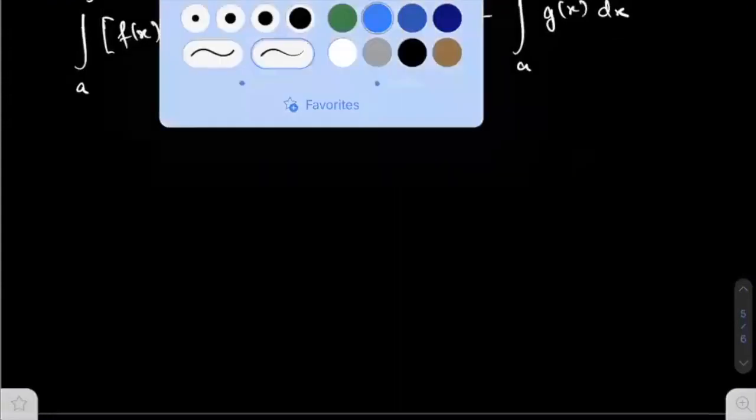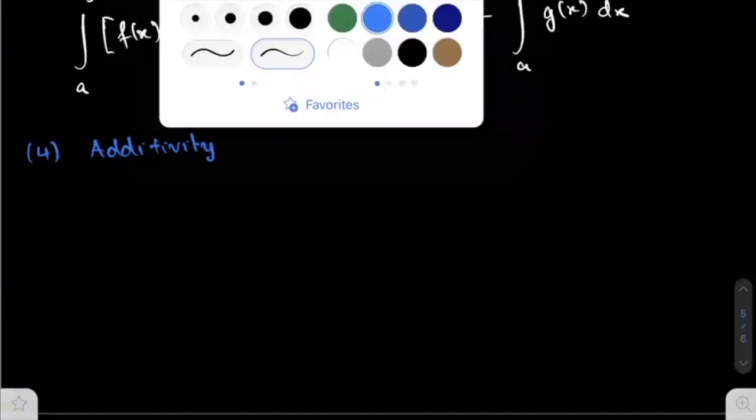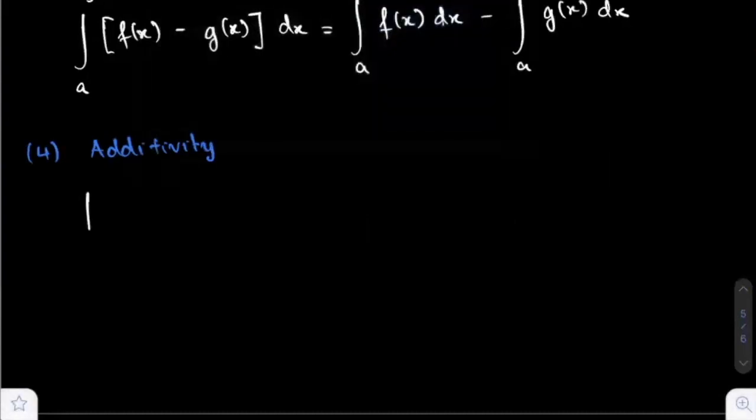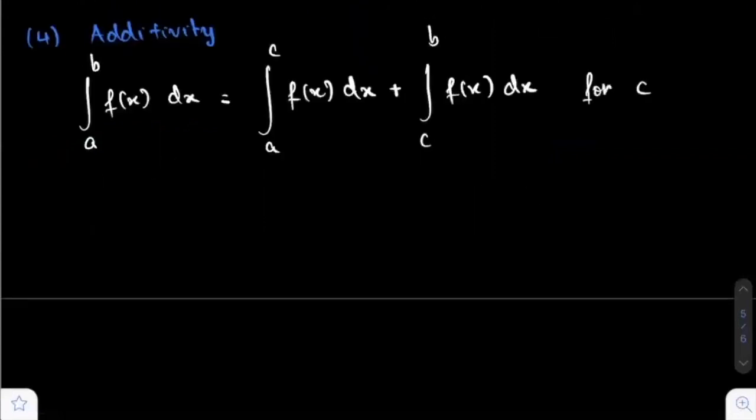The fourth property is the additivity. So just say that if you have the definite integral from a to b of f of x dx, this can be rewritten as the definite integral from a to c of f of x dx plus the definite integral from c to b of f of x dx, for c in the interval from a to b.